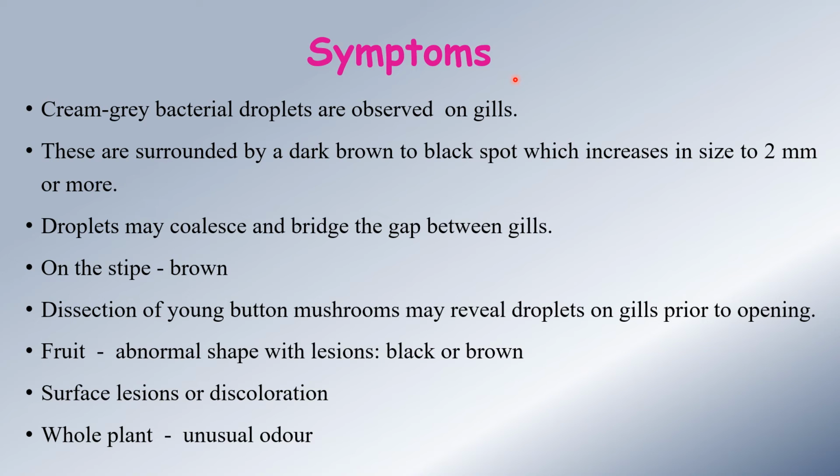These droplets may fill the gap between the gills of the mushrooms, and the whole stipe becomes brown in color. When dissecting a young button mushroom, the droplets on the gills may be revealed prior to opening. The fruit body of the infected mushroom takes an abnormal shape, and different lesions may appear on all parts of the mushroom. The lesion color will be black or brown, and the whole surface can be discolored. The whole mushroom produces a bad or unpleasant odor.